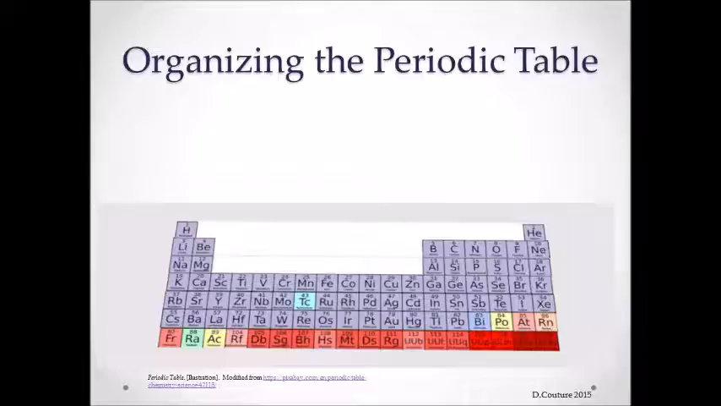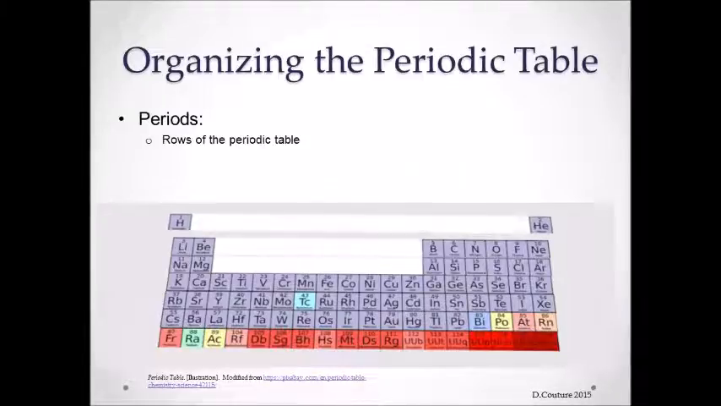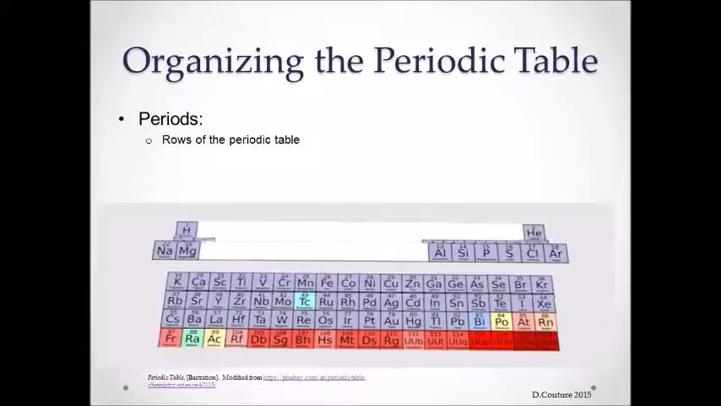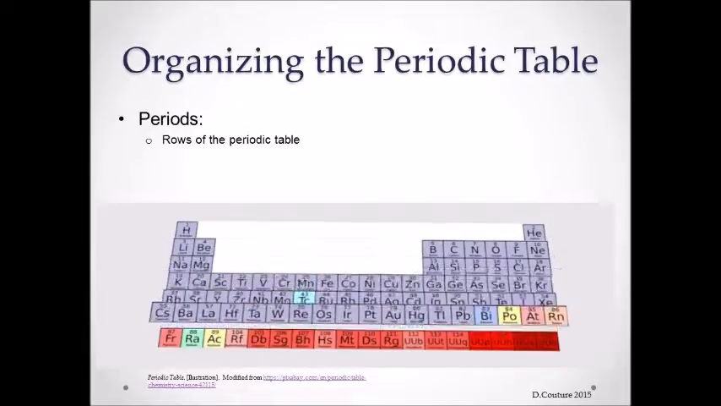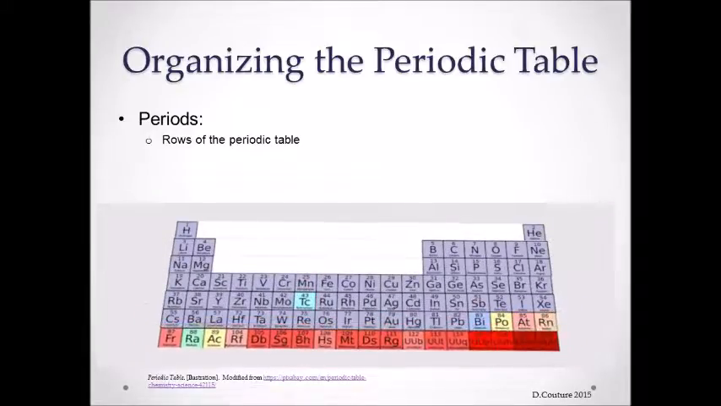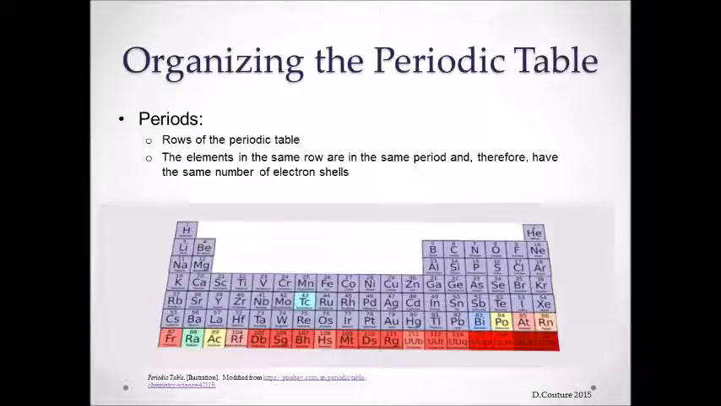Let's first look at periods. Periods basically correspond to the rows of the periodic table. Again, the elements in the same row are part of the same period and therefore have the same number of electron shells.